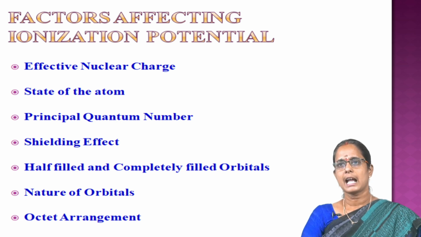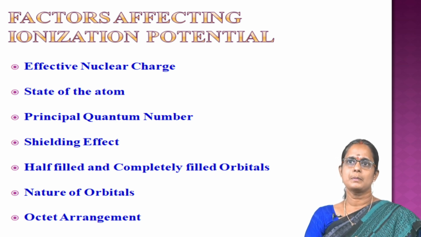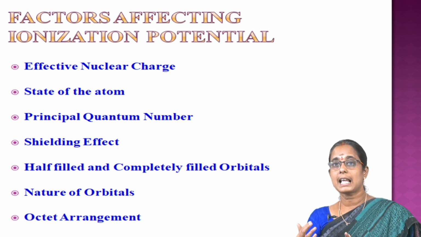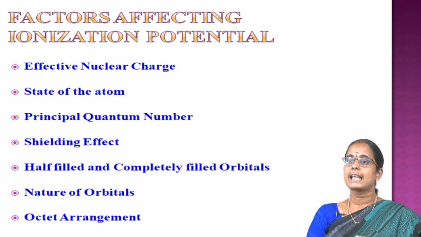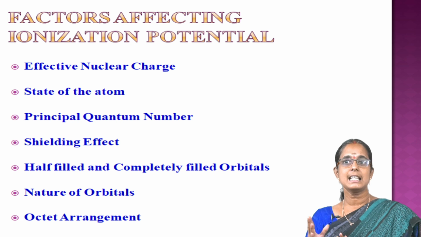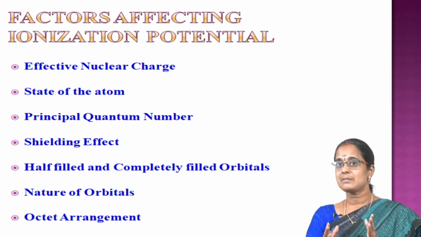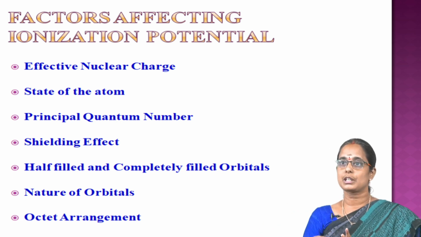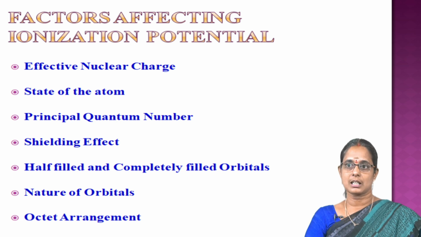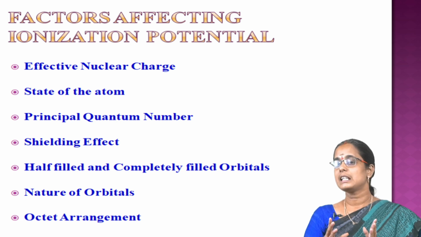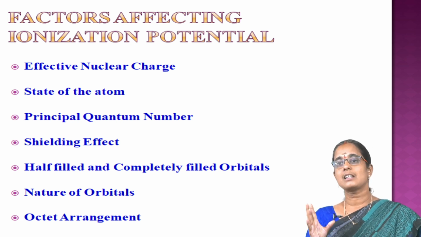Nature of orbitals. S, P, D, F are the orbitals. What is the nature of the orbital? The relative order of ease with which the electrons occupying these orbitals can be removed will be Ns less than Np less than Nd less than Nf. This means that it will be easiest to remove the F electron and the most difficult to remove will be the S electron in the given shell. So the ionization potential of an electron in the S, P, D, F orbitals decreases in this order.